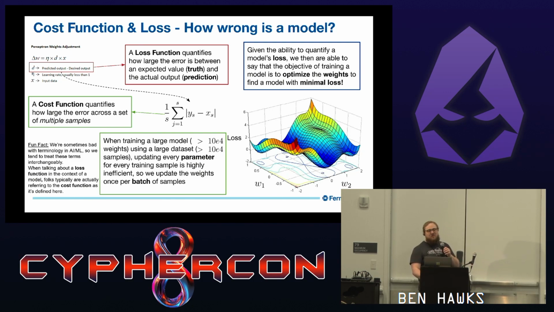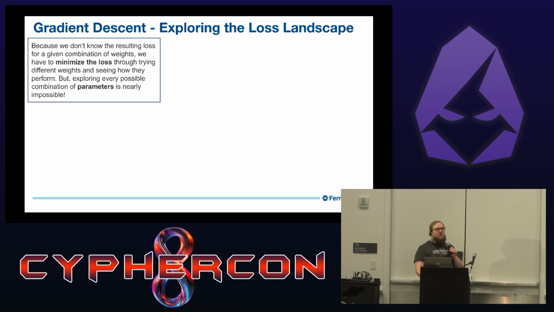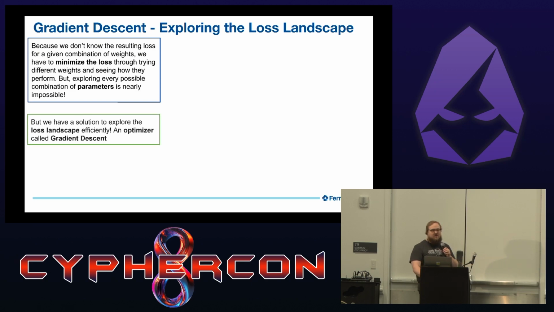But the problem is that we have to explore the loss landscape, as we call it, and we can't just manually brute force it. We can't explore every single possible combination when you have millions of parameters in a model like we do nowadays. So we have to do it with a little bit more smarts. That comes in with a function we call an optimizer, called gradient descent.